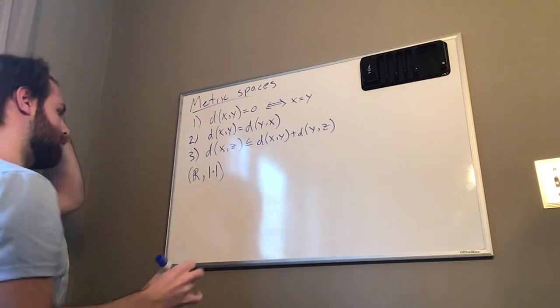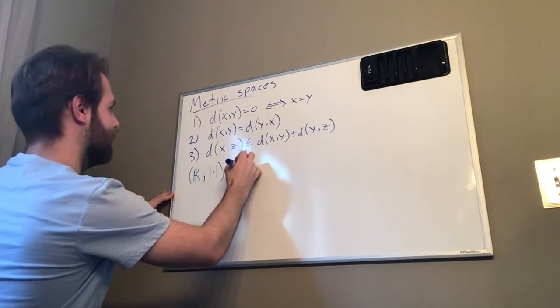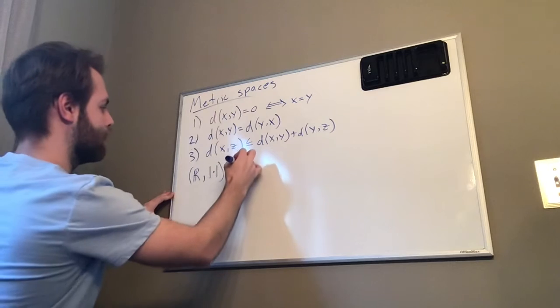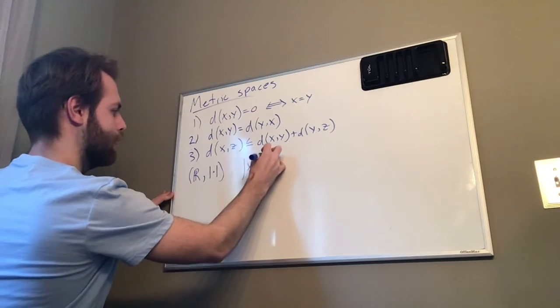Okay. So, let's check the first property. So the distance from x to y is equal to 0. So let's assume that's true. The absolute value of x minus y is equal to 0.